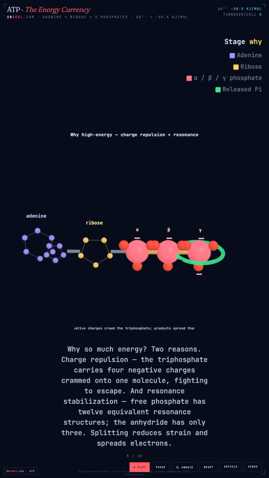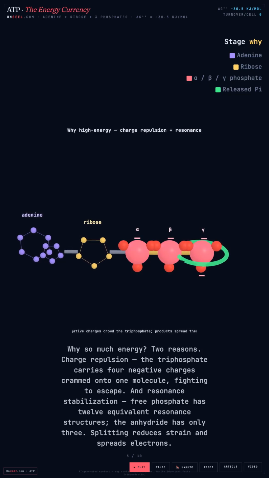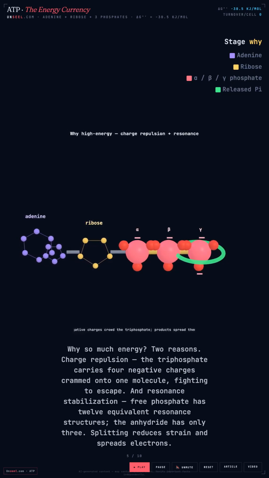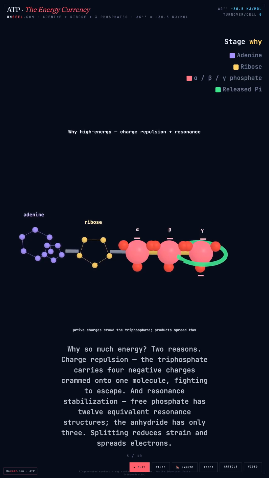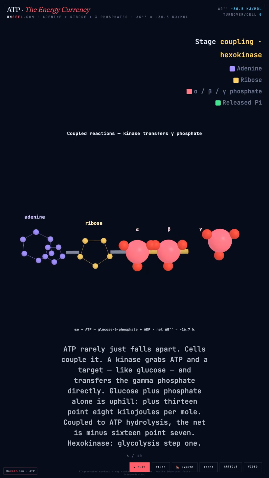Why so much energy? 2 reasons. Charge repulsion. The triphosphate carries 4 negative charges crammed onto one molecule fighting to escape. And resonance stabilization. Free phosphate has 12 equivalent resonance structures. The anhydride has only 3. Splitting reduces strain and spreads electrons. ATP rarely just falls apart.